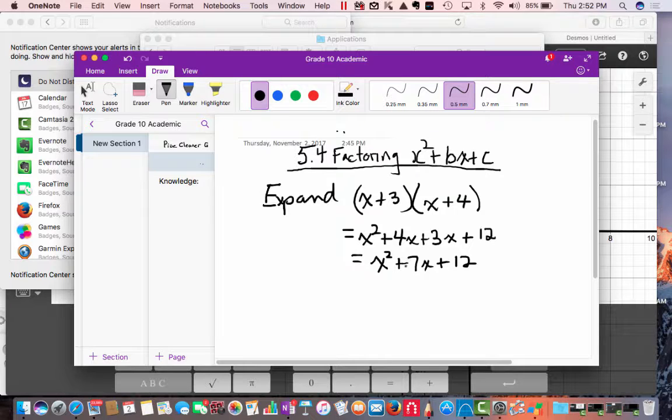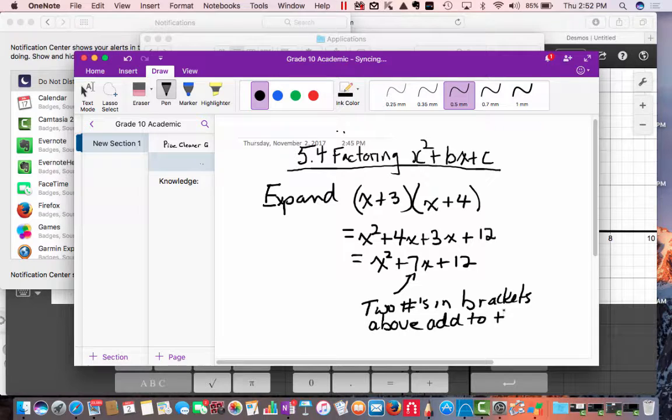What you should notice from the brackets is the two numbers in the brackets above add to positive 7, and the two numbers multiply to the last number. They multiply to 12.